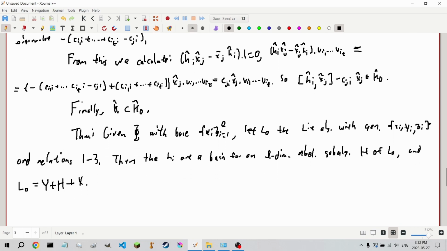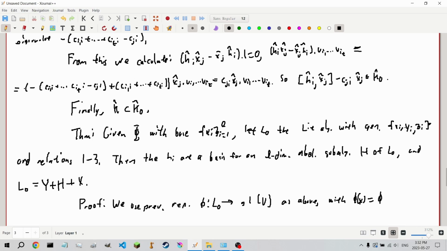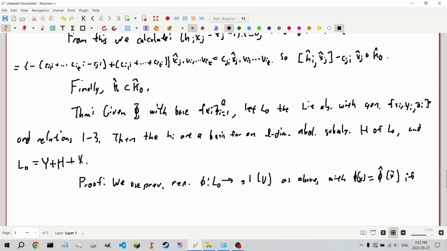In the proof, we're going to use the previous representation we constructed, phi from L naught to GL(V) as above, with phi of x being equal to phi hat of x hat if x is the image of some x hat in L hat in our L naught.